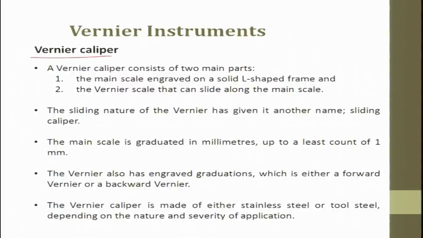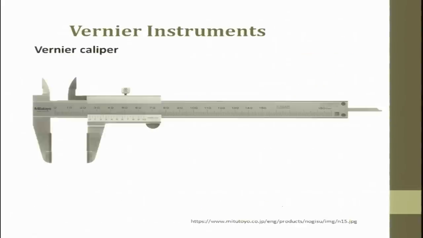A vernier caliper consists of two parts. One is the main scale engraved on a solid L-shaped frame, then you have a vernier scale that is sliding on the main scale. So, this is the main scale, and assume there is a block which slides on it. This is the vernier scale. The sliding nature of the vernier has given it another name, sliding caliper. The main scale is graduated in millimeters up to a least count of 1 millimeter. The vernier has engraved graduations which are either a forward vernier or a backward vernier. The vernier caliper is made out of stainless steel or tool steel depending upon the sensitivity.